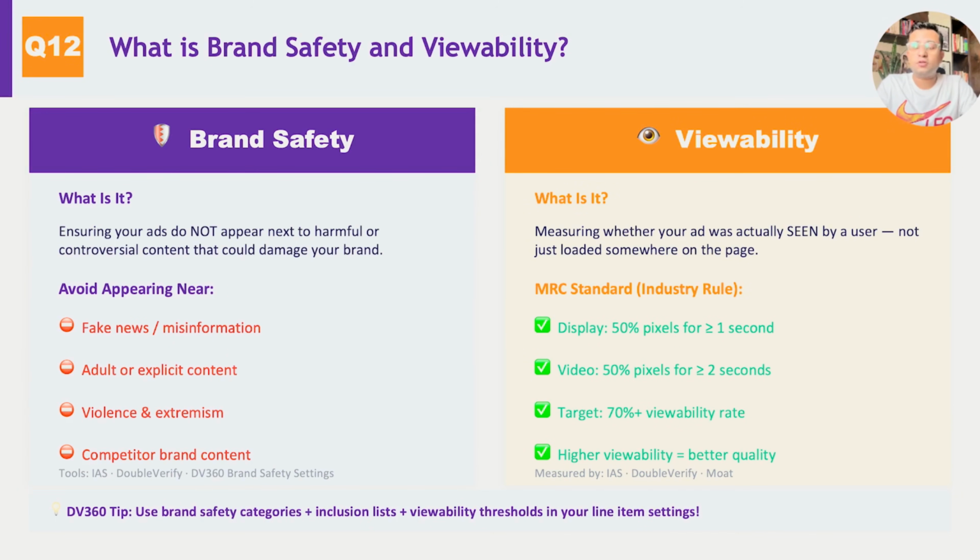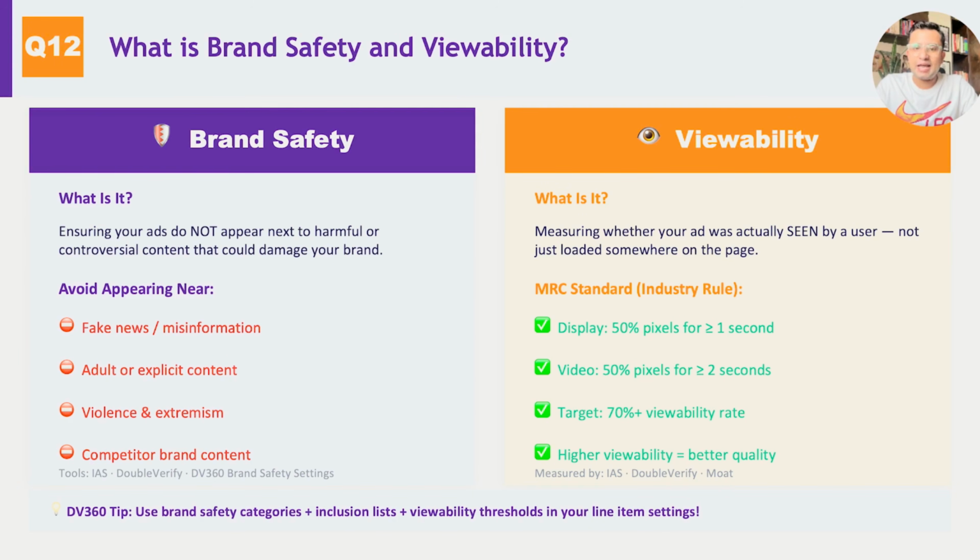For example, you're Nike, and your brand safety includes topics like: I do not want to show my ad on topics or articles which are around Adidas or Reebok or any other competitor brand, Asics. So that's how brand safety works. Tools which ensure brand safety, and third-party tools we can use, are IAS, Double Verify, and then there are certain DV360 brand safety settings as well. What is viewability? Viewability is measuring whether your ad was actually seen by a user or it just loaded somewhere on the page. So how viewable your ad was and for how long.